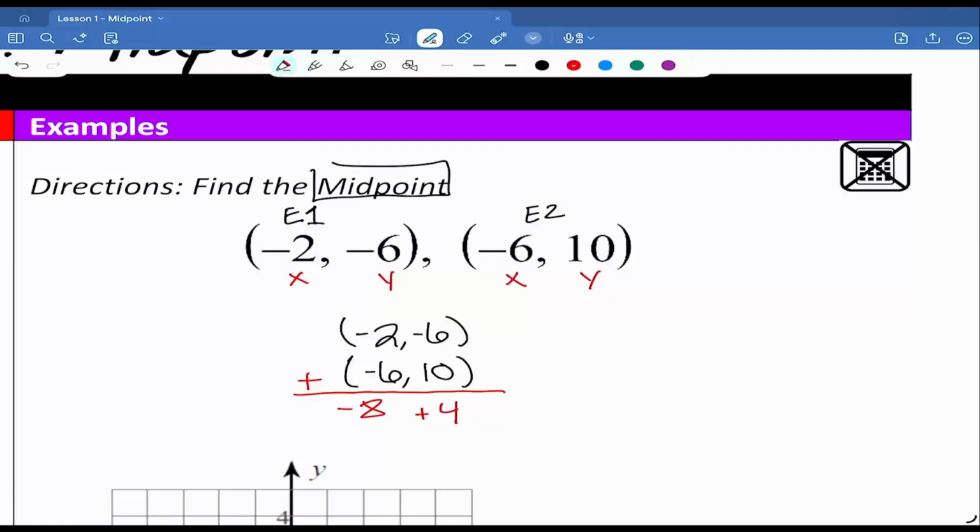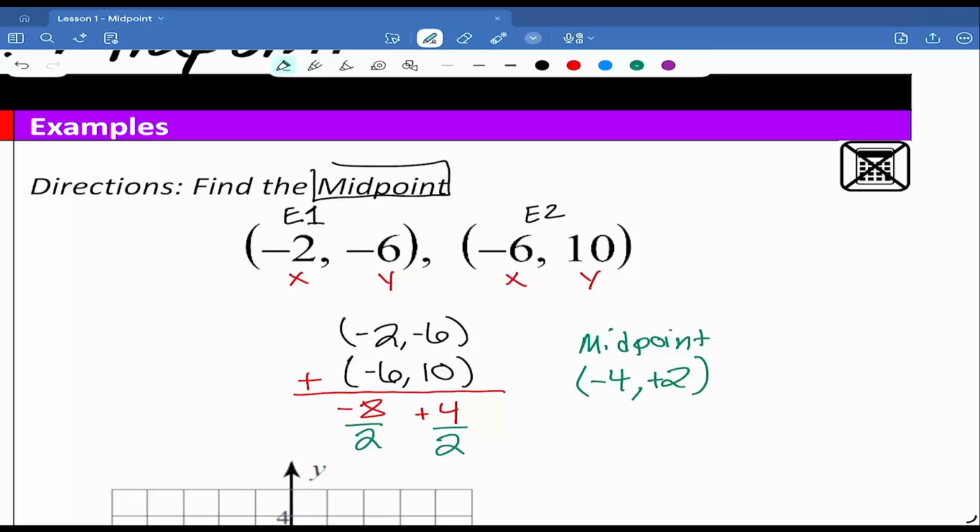Now, the next thing we do after we add them together is we're going to divide both of those numbers by 2. So if I divide -8 by 2, we get -4. And if I divide +4 by 2, we get +2. So the midpoint of the ordered pairs -2, -6 and -6, 10 will be -4 and +2.